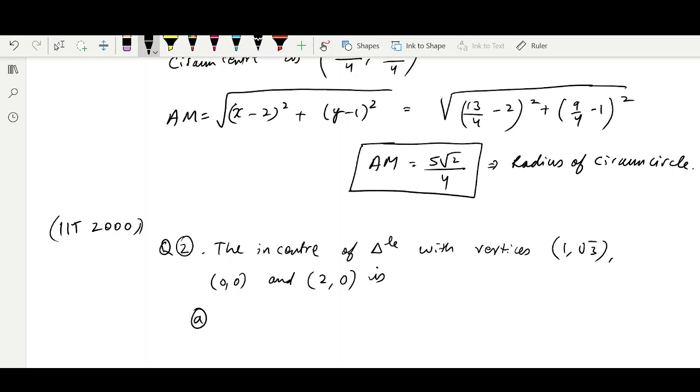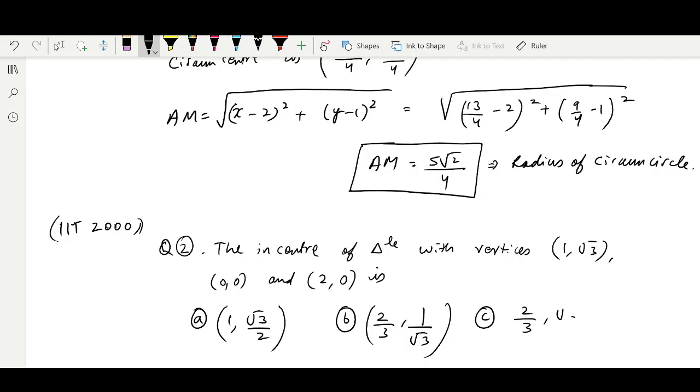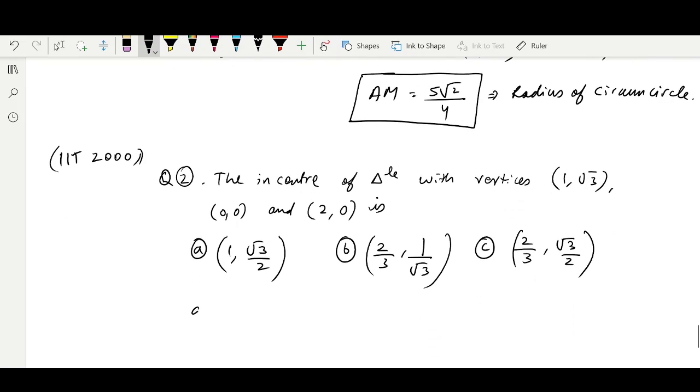A: 1 comma root 3 by 2, B: 2 by 3 comma 1 by root 3, C: 2 by 3 comma root 3 by 2, and D: 1 comma 1 by root 3.